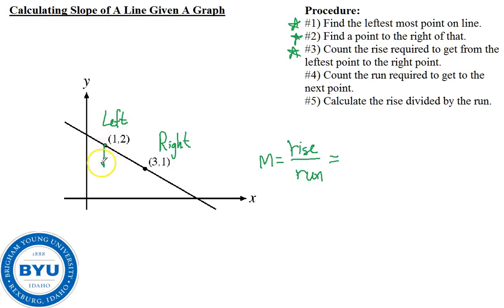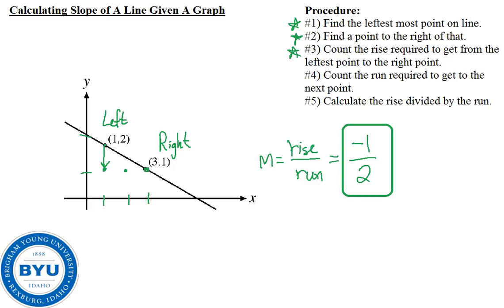We have to drop 1 spot to get to the next point. So our rise is not a positive number. It's negative because I dropped 1 spot. Okay, great. And how far now do I have to run? Here I am, I'd go 1, 2 spots. So my rise is -1 and my run is 2. And so that's it. There's no simplifying there. My answer would be -1/2.